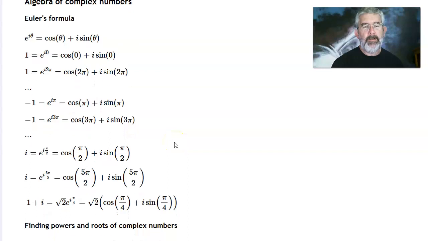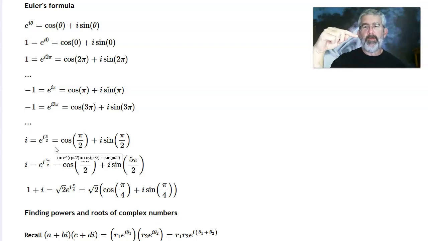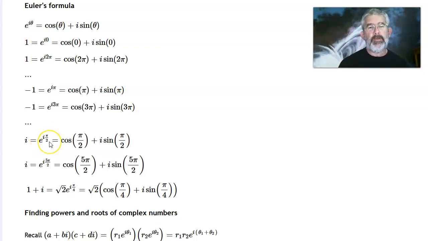On the other hand, take a look at i. i is 1 up in the imaginary direction, and to get there from the positive real direction to the positive imaginary direction is an angle of pi over 2. So this is e to the i pi over 2, which I can double check. Cosine pi over 2 plus i sine pi over 2. Now the cosine is equal to 0 at pi over 2, and the sine is equal to 1. So this is 0 plus 1i, which is just i, sure enough.